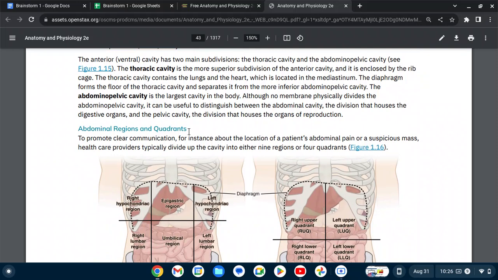The anterior cavity has two main subdivisions, the thoracic cavity and the abdominopelvic cavity. The thoracic cavity is the more superior division of the anterior cavity, and it is enclosed by the rib cage. The thoracic cavity contains the lungs and the heart, which is located in the mediastinum. The diaphragm forms the floor of the thoracic cavity and separates it from the more inferior abdominopelvic cavity. The abdominopelvic cavity is the largest cavity in the body. Although no membrane physically divides the abdominopelvic cavity, it can be useful to distinguish between the abdominal cavity, the division that houses the digestive organs, and the pelvic cavity, the division that houses the organs of reproduction.